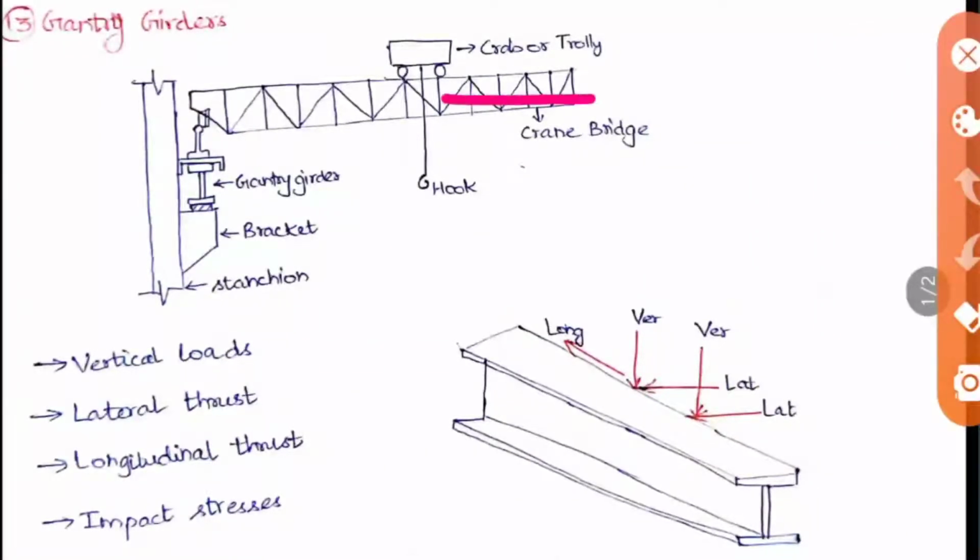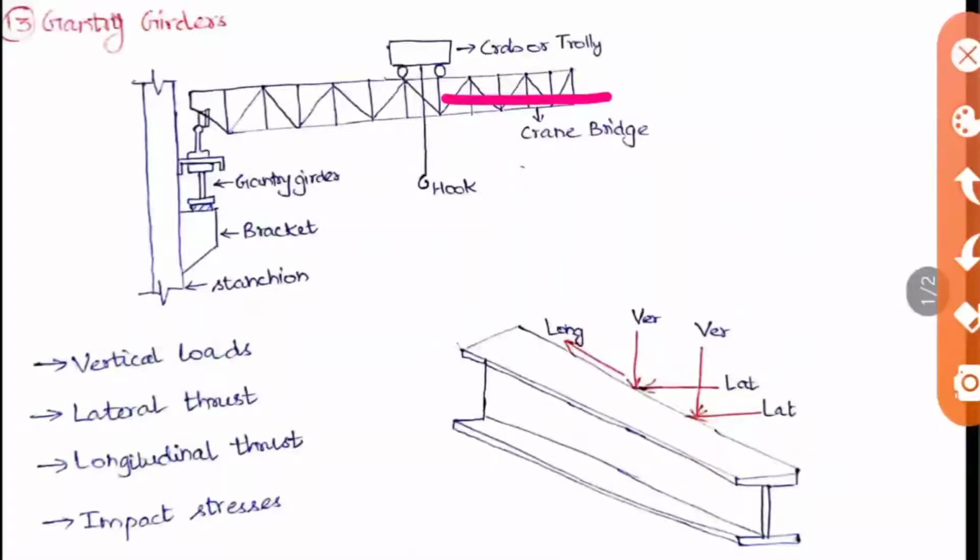So what does lateral thrust mean? When you move this trolley in the left or right direction, and when you start it or suddenly stop it, there will be a force created towards this direction. That is what we call the lateral thrust. It will be in this direction towards the gantry girder.